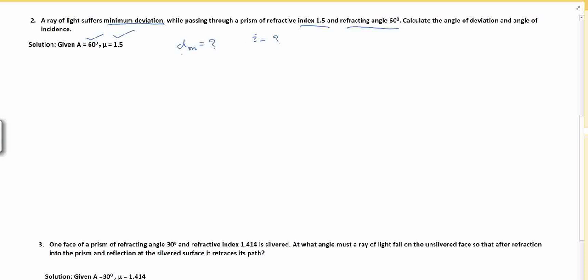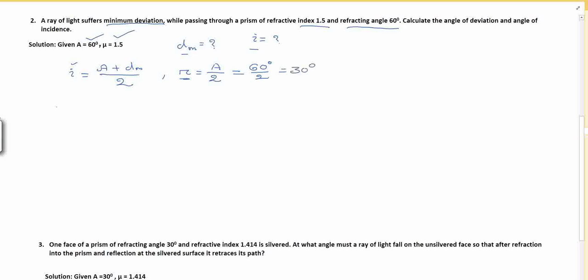So we know that angle of incidence and angle of minimum deviation are related by this formula: I is equal to (A plus dm) by 2. Again, we have to find the value of I also. For minimum deviation we know that R is equal to A by 2. So from this we can find the value of R. R is equal to A by 2, so this is equal to 60 degree by 2, which is equal to 30 degree.